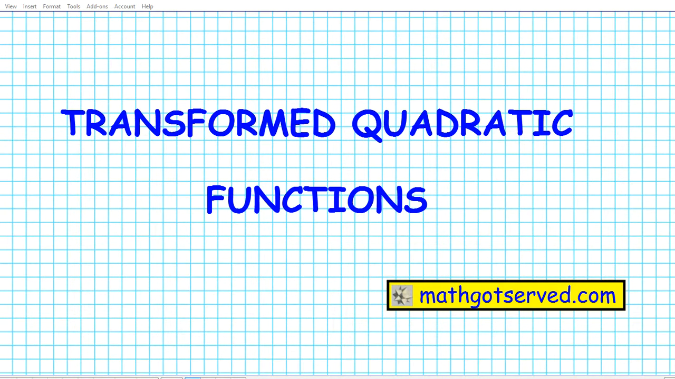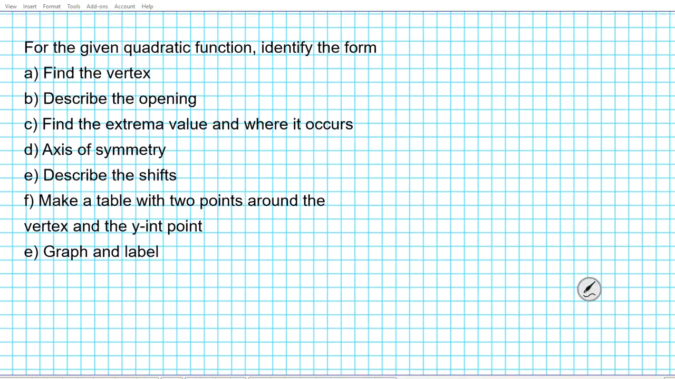In this clip, we're going to be going over transformed quadratic functions presented in vertex or standard form. The instructions for the problem are as follows. We're to find the vertex for the given quadratic function after identifying the form. We are to describe the opening, find the extrema value and where it occurs. We have to find the axis of symmetry, describe the shifts, then make a table of values using points about the vertex and also the y-intercept point. And then we're to graph the function and label completely.